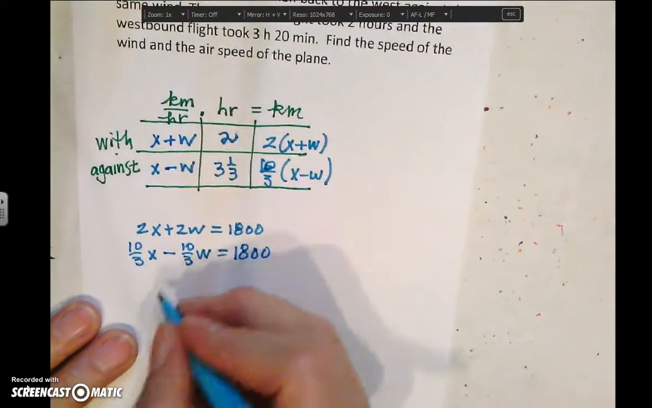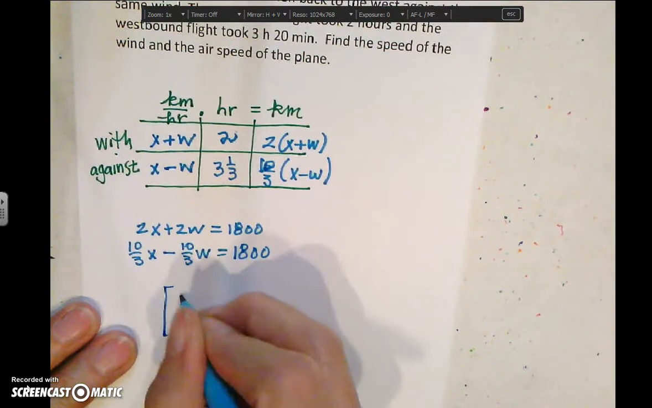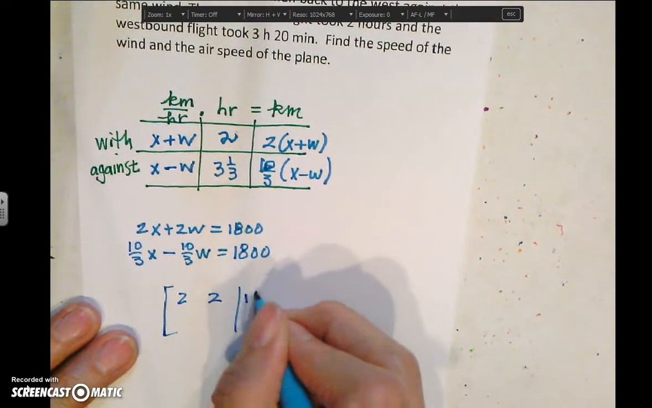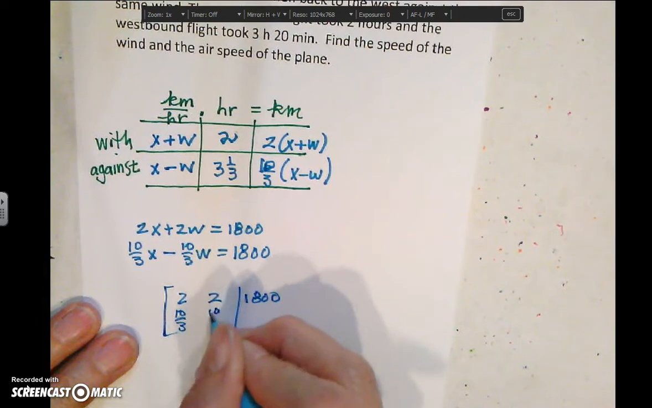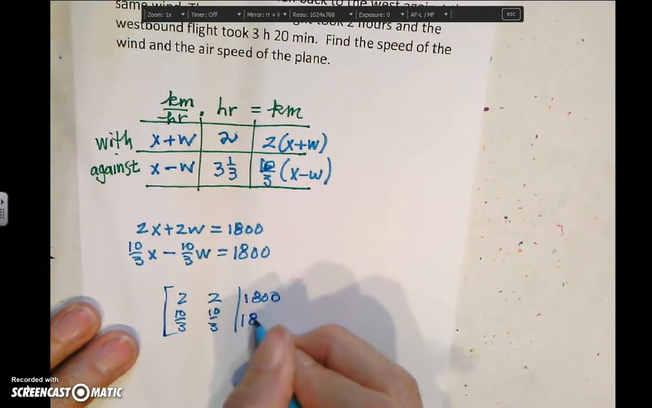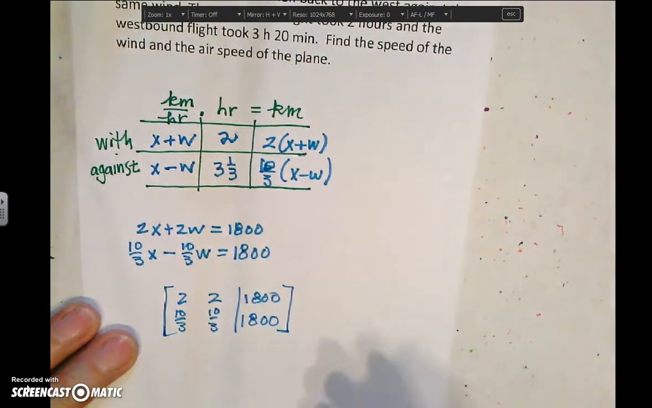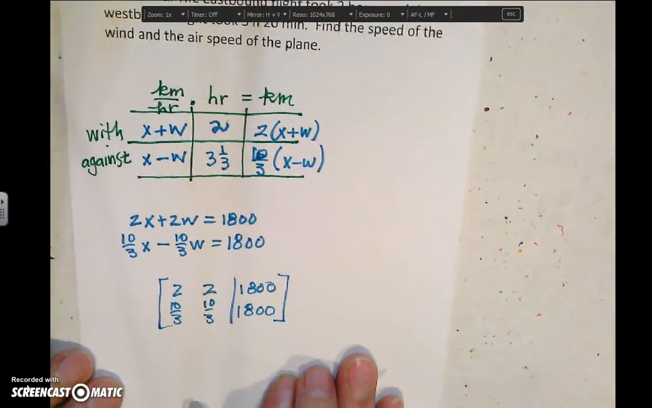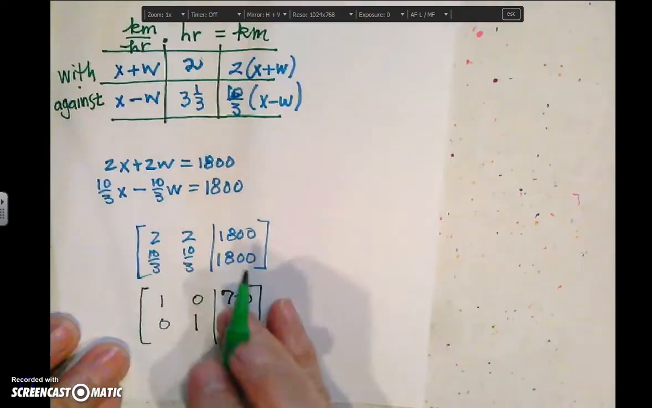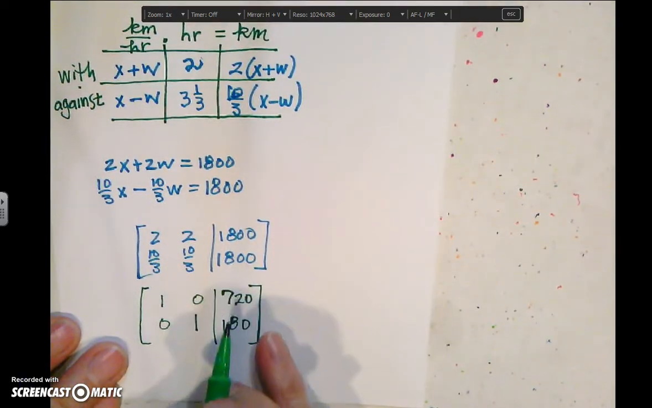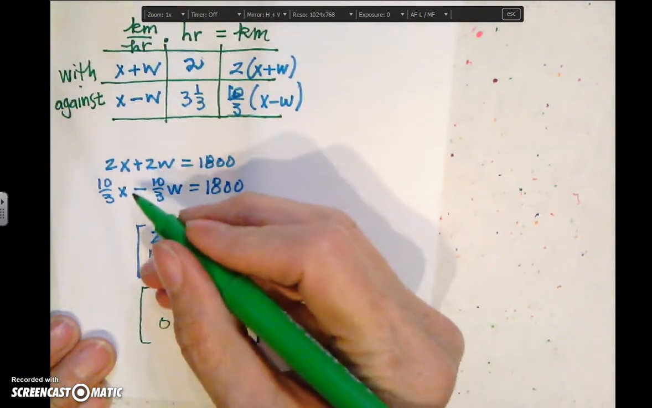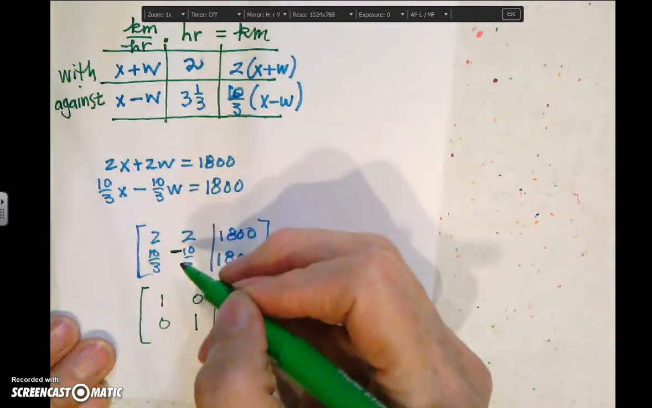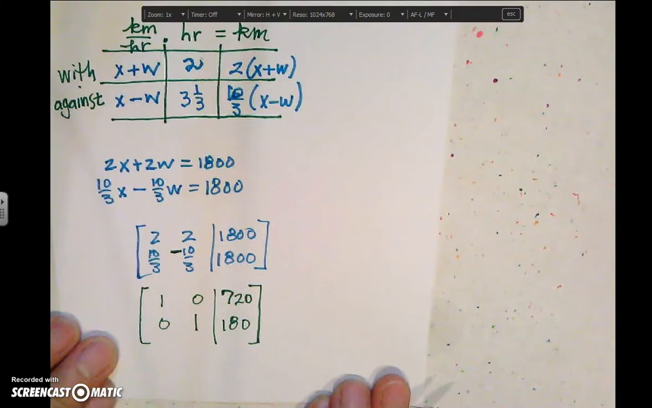So we're going to make a matrix: 2, 2, 1,800, and then 10/3, 10/3, 1,800. And we're going to put it in our calculators and see what the answer comes out to be. So if you did it with this matrix, you found out you got a weird answer. What I'm missing is the minus right there. So you've got to be careful that you get the signs in as well.